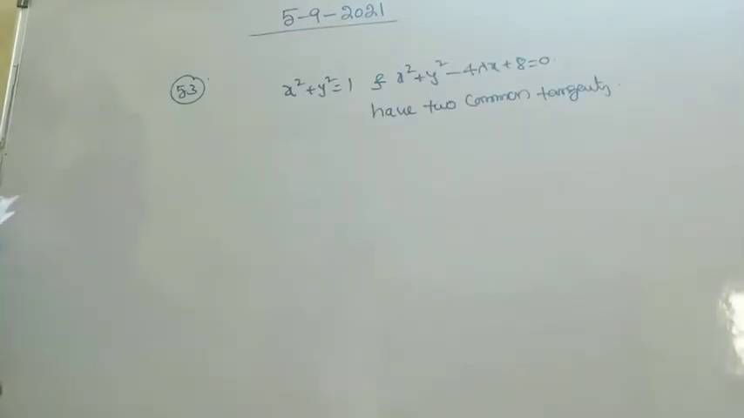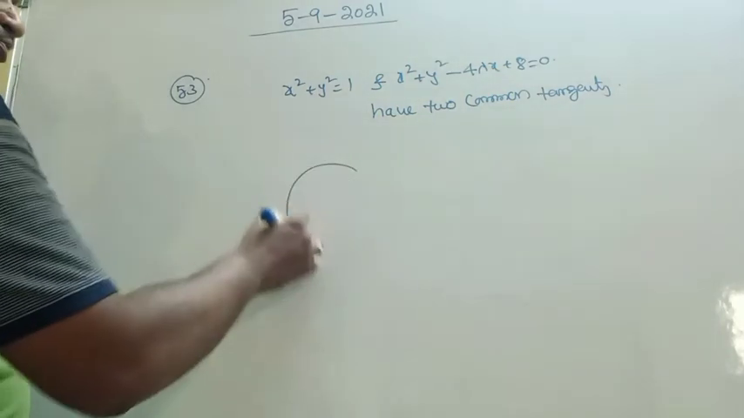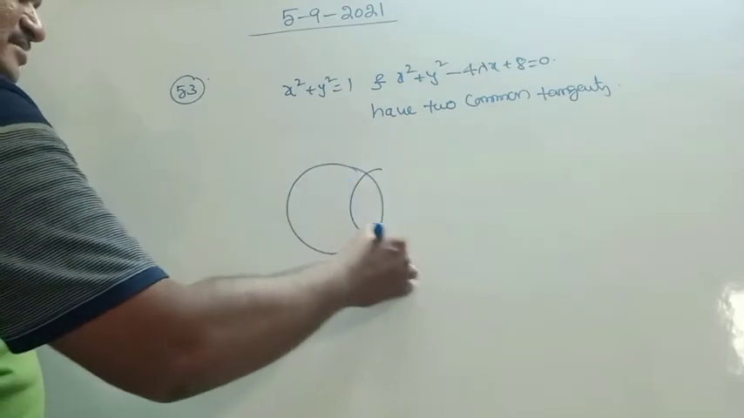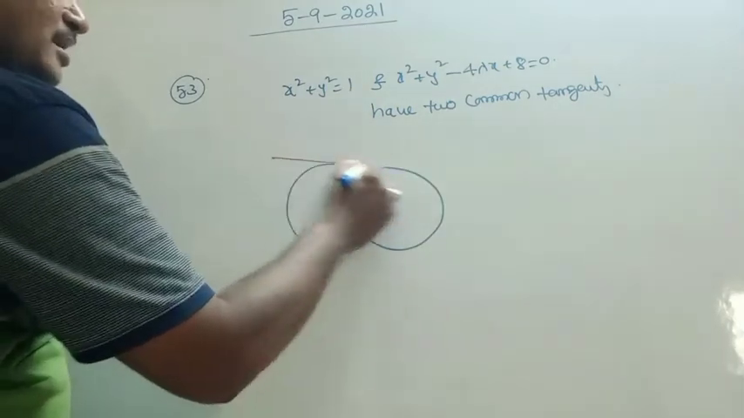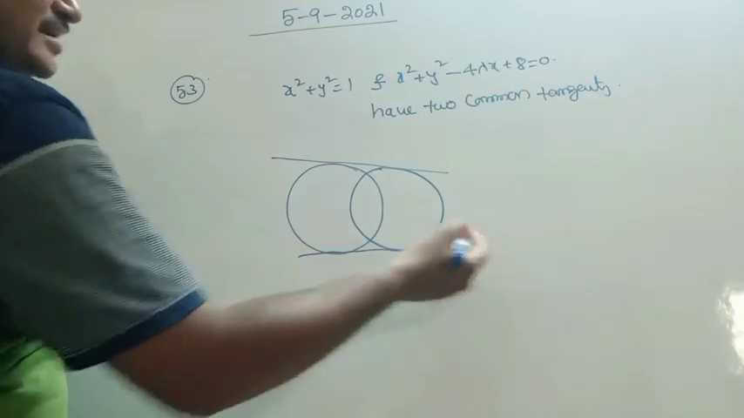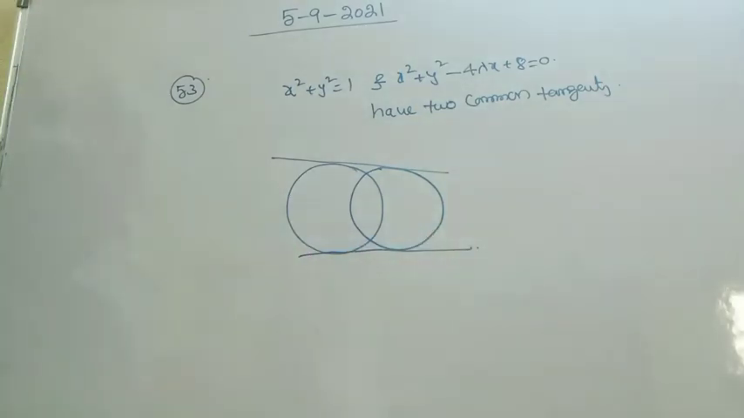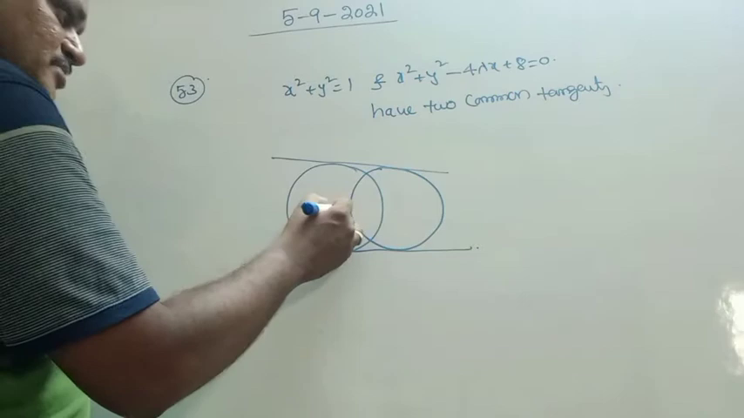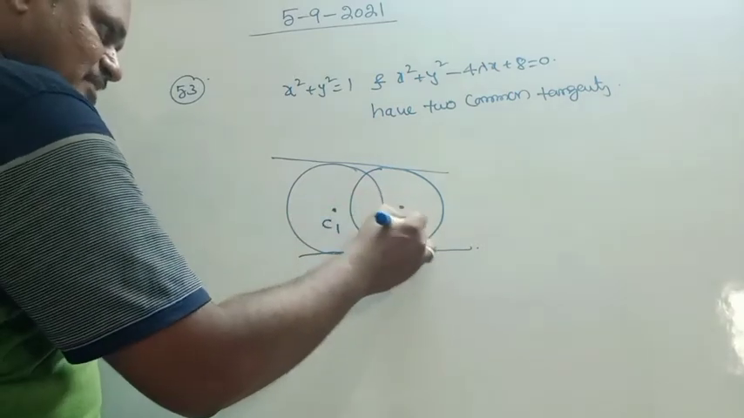Now the third problem, the 53rd problem. They are asking the value of k for which the circles x² + y² = 1 and x² + y² - 4λx + 8 = 0 have 2 common tangents. When they have 2 common tangents, it means both circles intersect each other like this, and you know that they have 2 common tangents like this. When they intersect, we have this as C1 and this as C2.